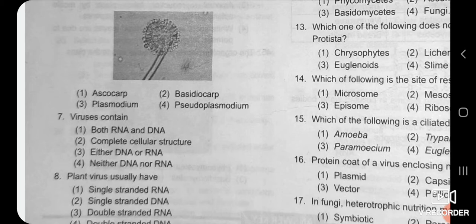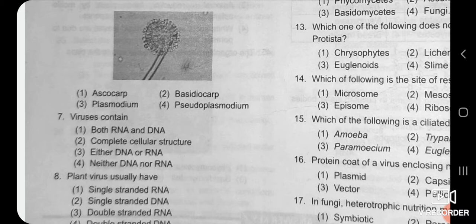Virus contain: both RNA and DNA, complete cellular structure, either DNA or RNA, or neither DNA nor RNA. Okay, so we have seen the structure of virus: plant virus, animal virus, bacterial virus. But in that we have seen that the first option is incorrect, because virus does not contain RNA and DNA at a time. The second one is also incorrect, because we see that these viruses are acellular, that's why we consider it as non-living outside the body of the host.